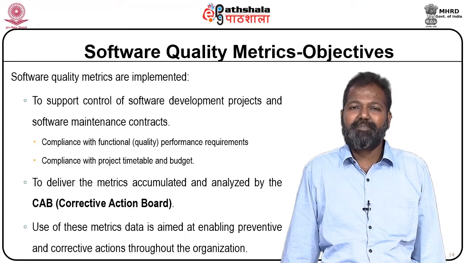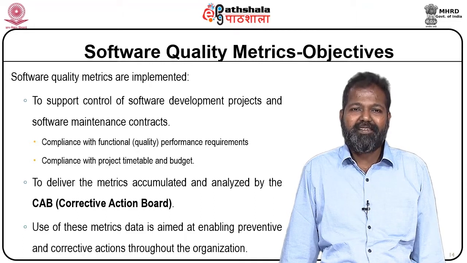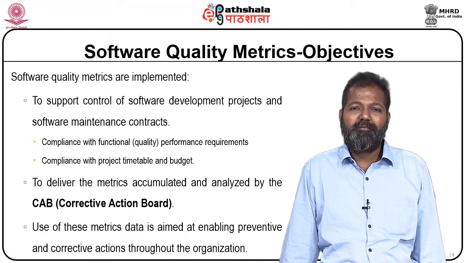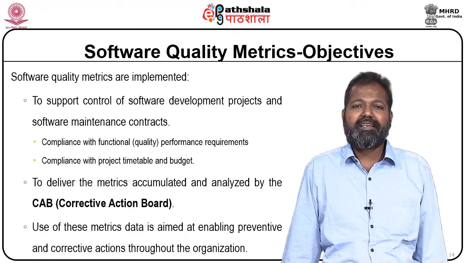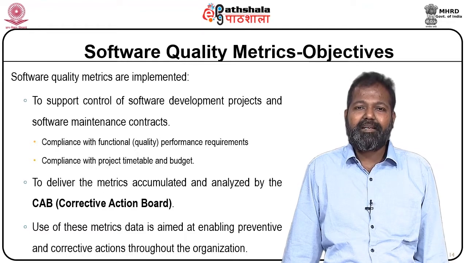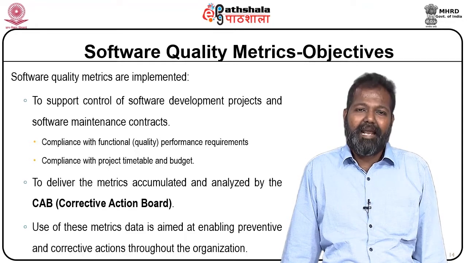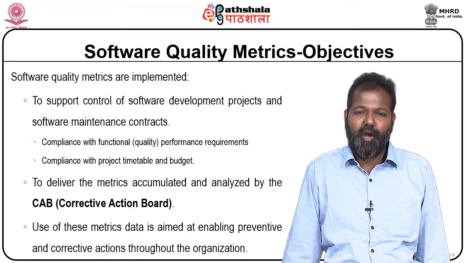Software quality metrics objectives. Software quality metrics are implemented to support control of software development projects and software maintenance contracts, compliance with functional and performance requirements, compliance with project timetable and budget, and to deliver the metrics accumulated and analyzed by the corrective action board. Use of this metrics data is aimed at enabling preventive and corrective actions throughout the organization.